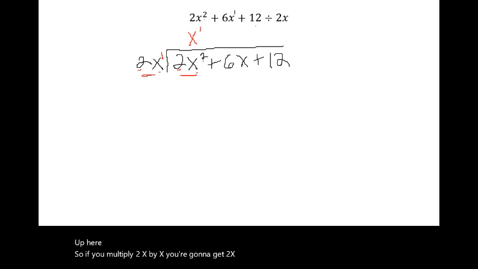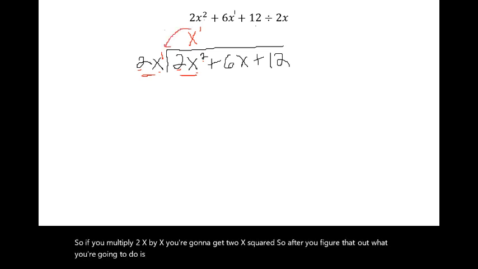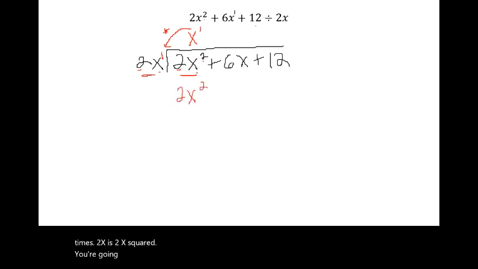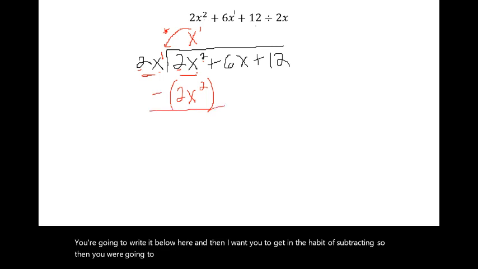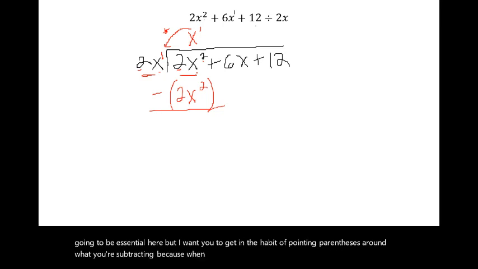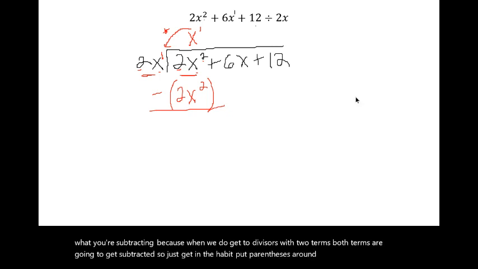After you figure that out, you're going to multiply this x by this 2x. So x times 2x is 2x squared. You're going to write it below here. And then I want you to get in the habit of subtracting. So you are going to put parentheses around these and subtract. The parentheses aren't going to be essential here, but I want you to get in the habit of putting parentheses around what you're subtracting, because when we get to divisors with two terms, both terms are going to get subtracted. So just get in the habit, put parentheses around it, and subtract.